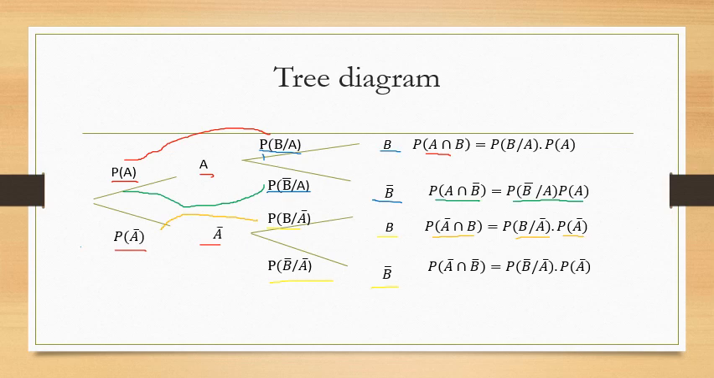Similarly, we can calculate probability of A bar intersection B bar, which is probability of B bar knowing that A bar times probability of A bar. So we multiply the probabilities in these two branches.